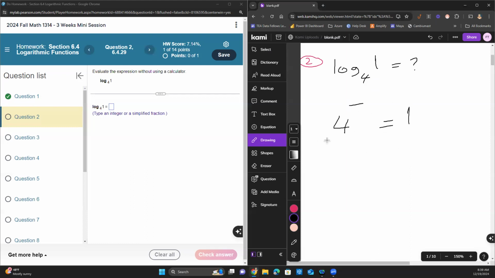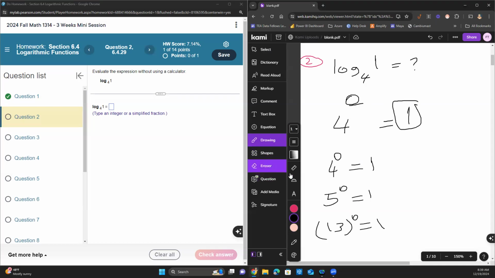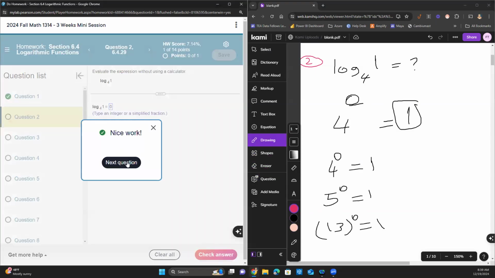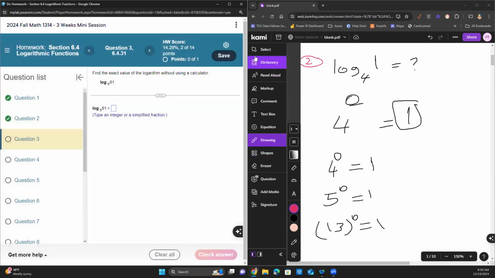Because of the properties of exponents, any number to the power of 0 is always 1. Even 5 to the power of 0 is 1. Even 13 to the power of 0 is 1. So if you have a 1 on the other side of the exponential equation, the power must always be 0. So the expected answer here will be 0. All I have to do is type a 0 here, check my answer, and it will be correct. Let's do number 3 now.